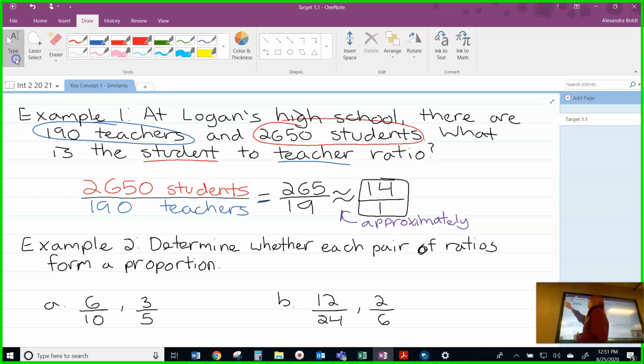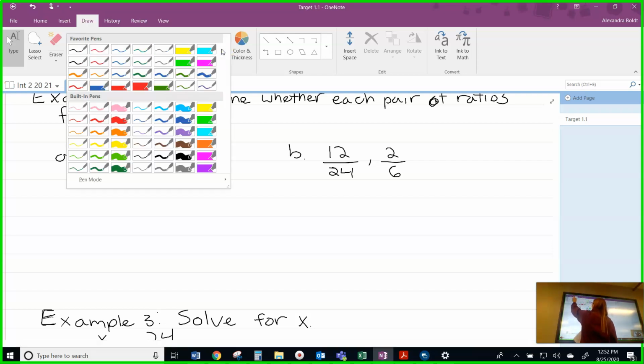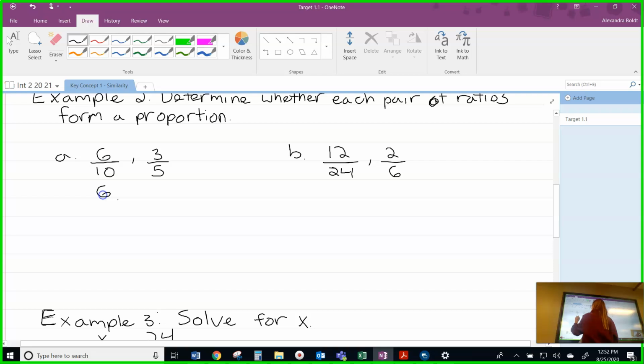Let's look at our example 2. Determine whether each pair of ratios form a proportion. So if they form a proportion, it means they are equal. If I'm going to look at 6/10, I want to see if I can reduce this fraction. I can divide both 6 and 10 by 2. 6 divided by 2 is 3. 10 divided by 2 is 5.